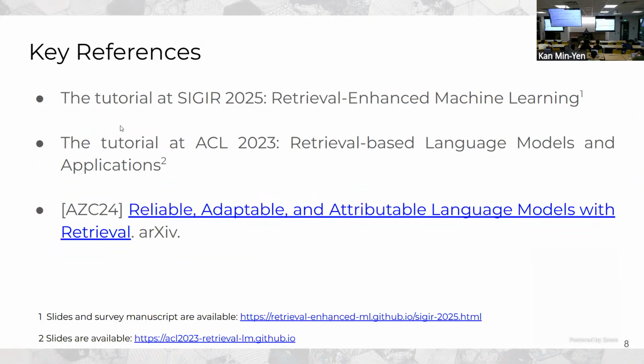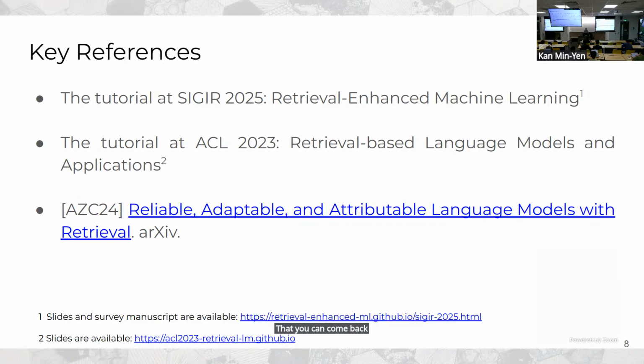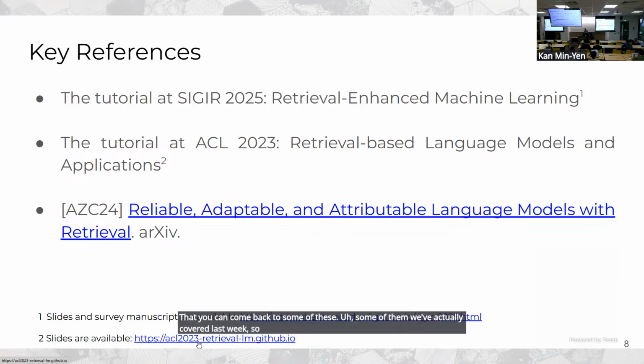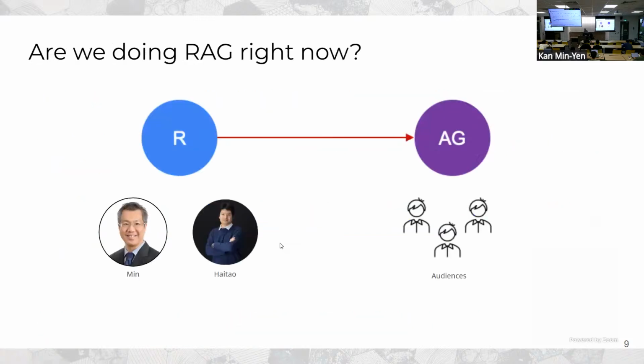Okay, so there are a bunch of key references here. So when you come to prepare your lecture with the rest of your lecture group, you can come back to some of these. Some of them we've actually covered last week. So this ACL 2023 paper was by colleagues from Princeton and Stanford, UW. I thought this slide is very interesting.